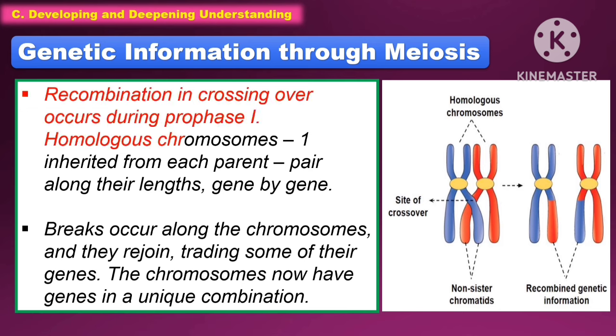Recombination or crossing over occurs during prophase 1. Homologous chromosomes, one inherited from each parent, pair along their lengths, gene by gene. Breaks occur along the chromosomes and they rejoin, trading some of their genes. The chromosomes now have genes in a unique combination.